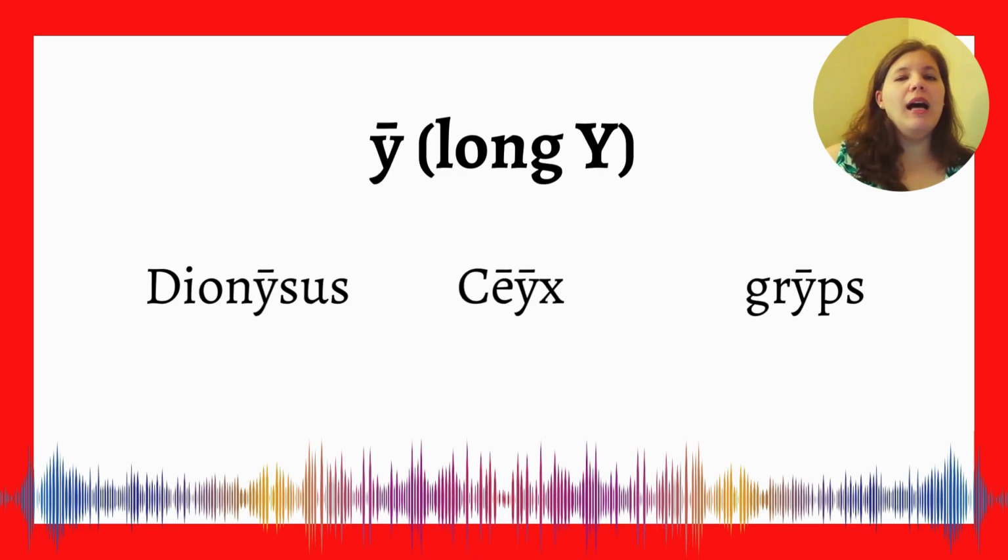Now we need to look at Y, and Y is not a native Latin vowel. We're going to see Y show up in loan words from Greek. This sound doesn't exist in English. It sounds like this, U, and basically what you want to do is shape your lips like you're about to say ooh, but instead of saying ooh, say e. As a result, you get ooh. If you speak French, for instance, this is the ooh sound that we hear in tu. So our example words are Dionysus, Keux, and groups.